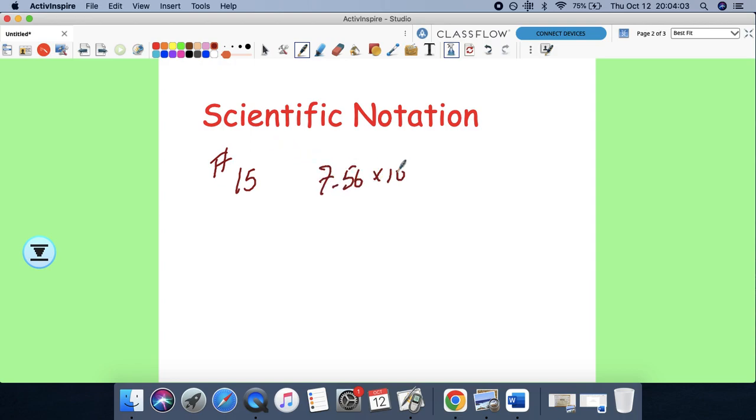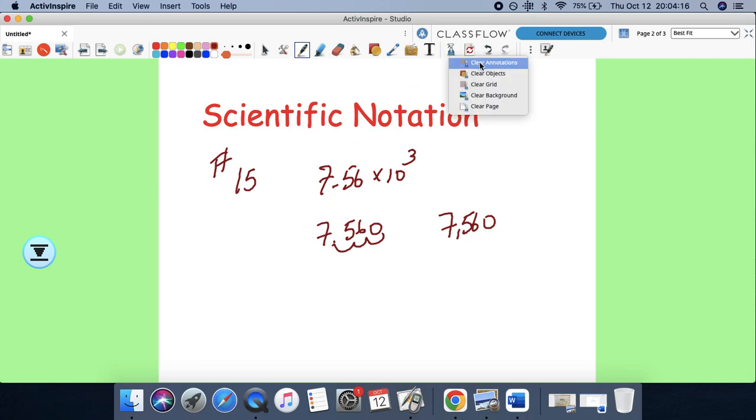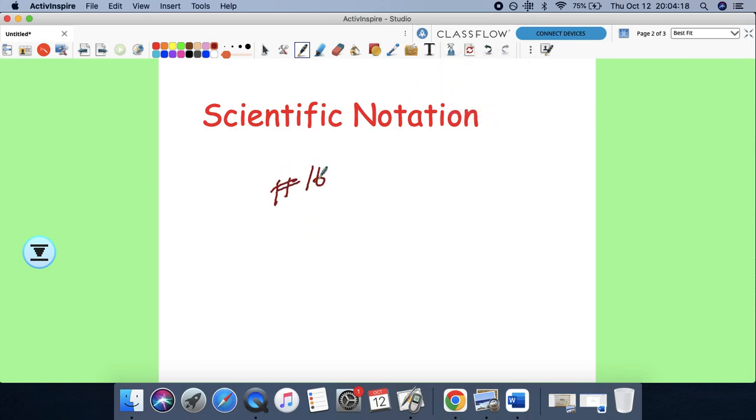7.56 times 10 to the third. Move the decimal 3 places over to the right. 1, 2, 3. So it's 7,560. 16. 6.8 times 10 to the negative 1 in standard form. So here's 6.8. We're going to go left. So it's just going to be 0.68. That's it.